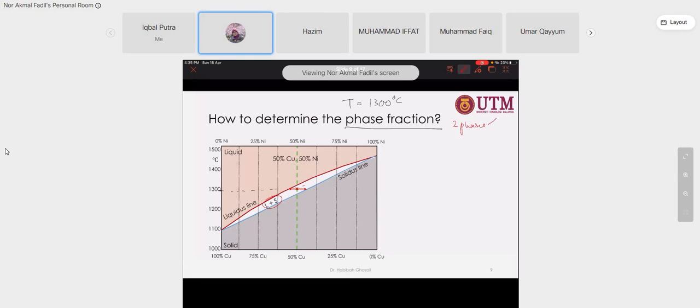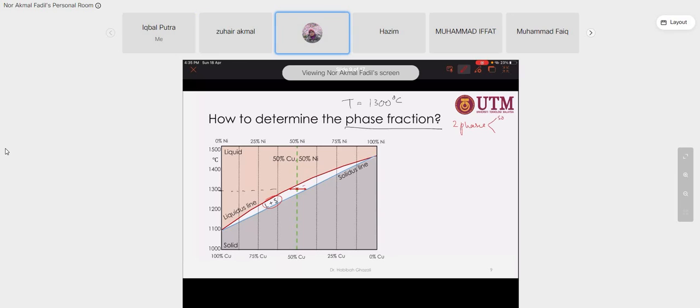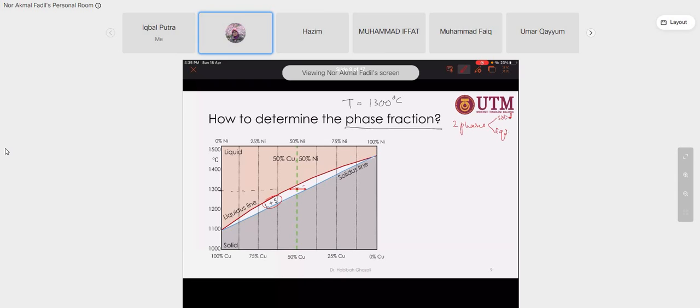Solid, liquid. So we want to know at this point how much liquid remains in the casting material. For example, we did a casting process, and we want to know.